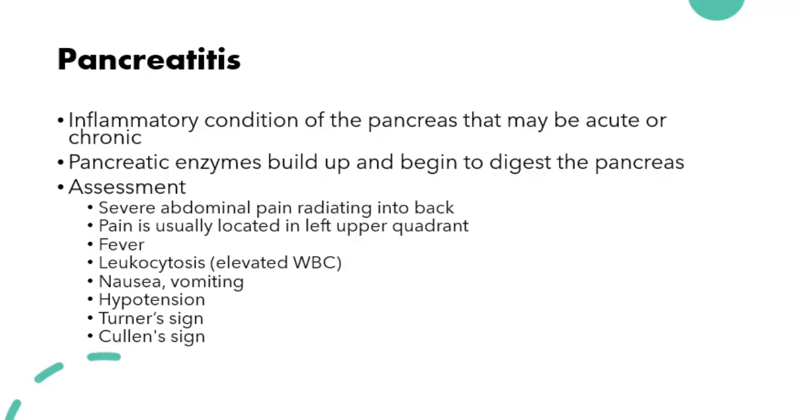Assessment of pancreatitis: severe abdominal pain radiating into the back. Pain is usually located in the left upper quadrant, but it might also be diffuse around the whole stomach. Fever, leukocytosis, which is elevated white blood cell count. Nausea or vomiting, hypotension. Turner's sign, which is bruising at the flanks. Cullen's sign, which is bruising around the belly button. And then if there is Turner's sign and Cullen's sign, this is associated with acute hemorrhagic pancreatitis.